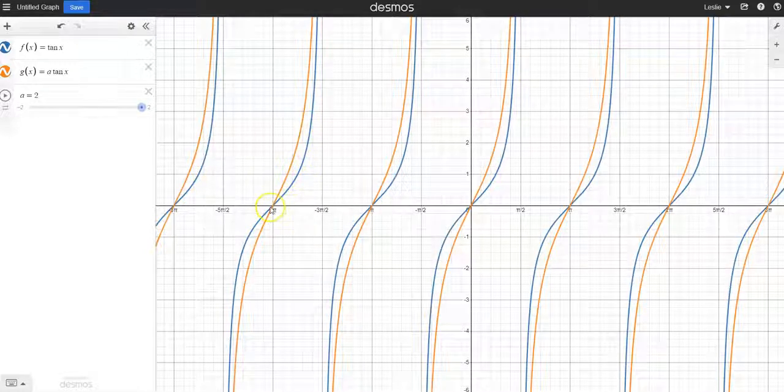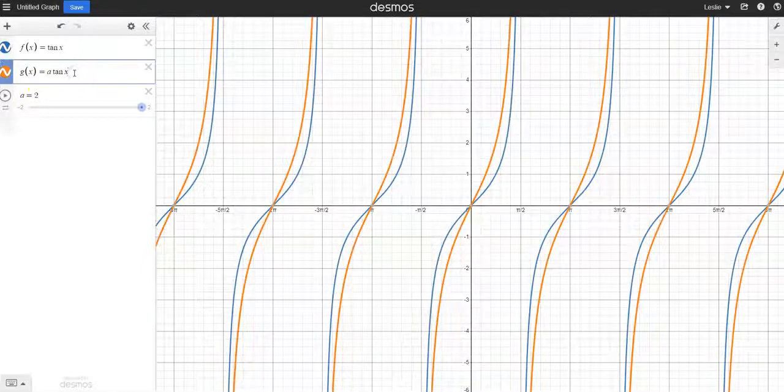All of my y values, every x value, let's go over to a positive x, every x value has an associated y value. Well, with the 2 times the tangent, that same x value is going to have a y value that's twice as much, okay? So that's what's happening with a.